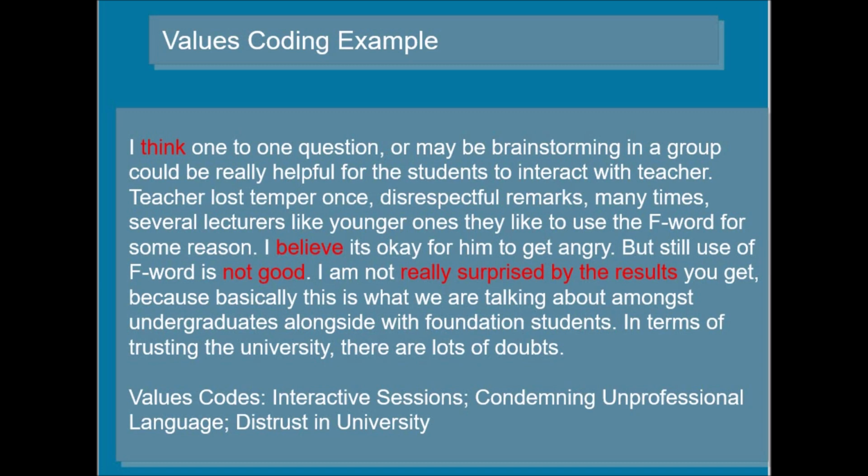I am not really surprised by the results you get, because basically this is what we are talking about amongst undergraduates alongside foundation students. In terms of trusting the university, there are lots of doubts. So I coded this statement as distrust in university. So from this excerpt, we have now three values codes. One is interactive sessions. Number 2, condemning unprofessional language. And number 3, distrust in university.